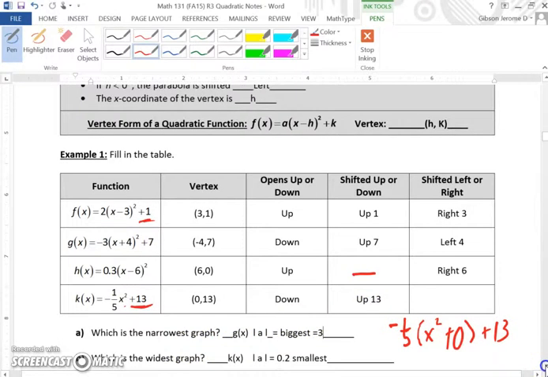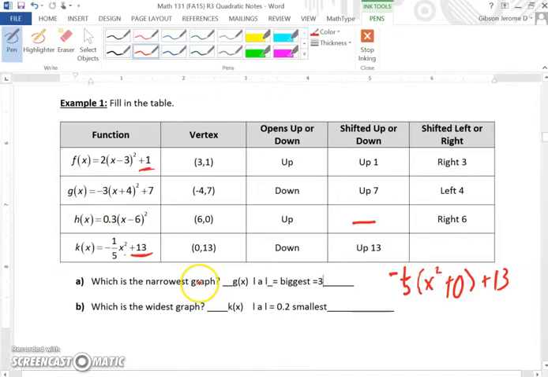Okay, so now it says, which is the narrowest graph? G of x, because the absolute value of a is the biggest. You look here, we take the absolute value of all of these a's, this will end up being positive 3, which would be the biggest. So that is the narrowest graph.